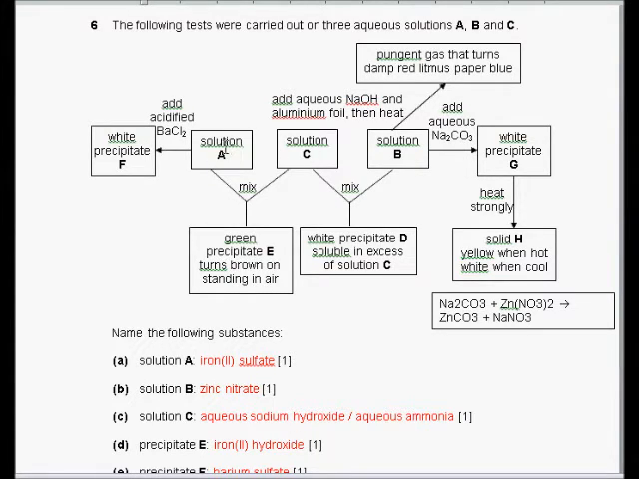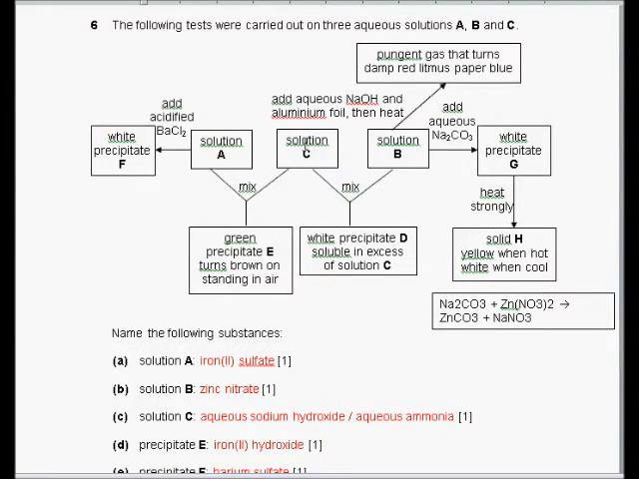And then solution C, mix, you get green precipitate E, so it must be iron 2. This one must be iron 2 something. So the iron 2 must have come from here. So this substance must be iron 2 sulfate. This green precipitate must be iron 2 hydroxide because this is a test for a cation.